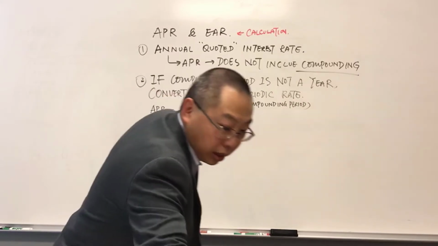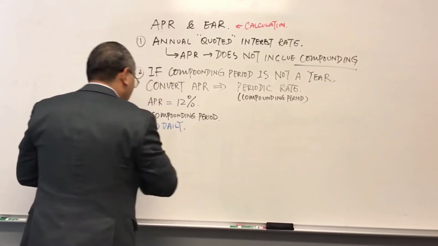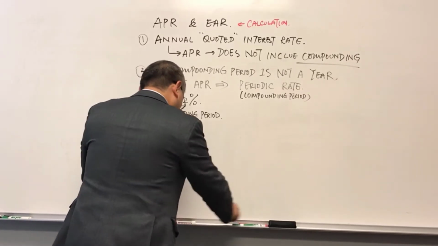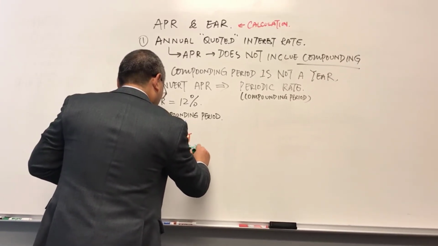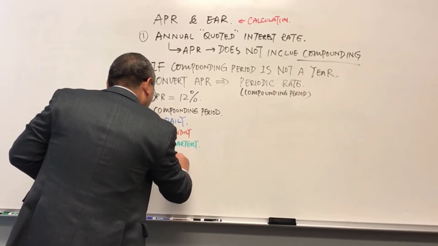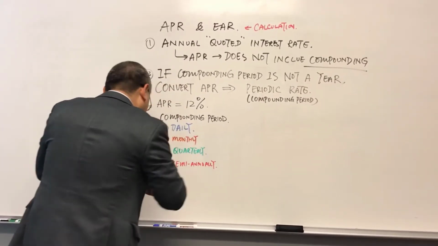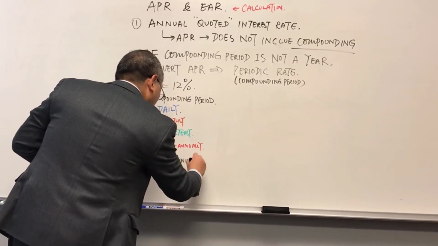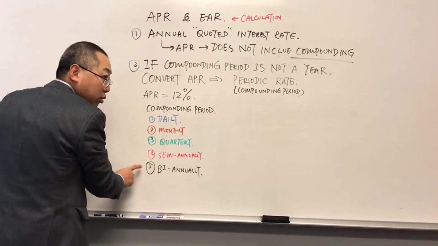I use different colors. Number 1, daily. Number 2, monthly. Number 3, quarterly. Number 4, semi-annually. And then number 5, I can go with biannually. So each period is a day, a month, a quarter, 6 months, 2 years.